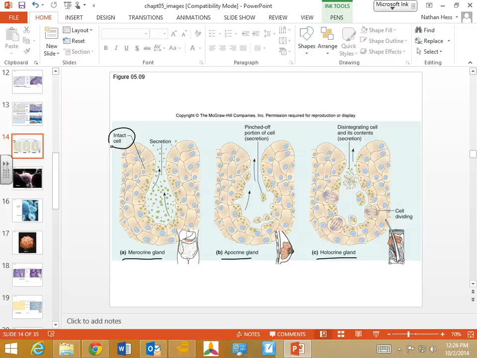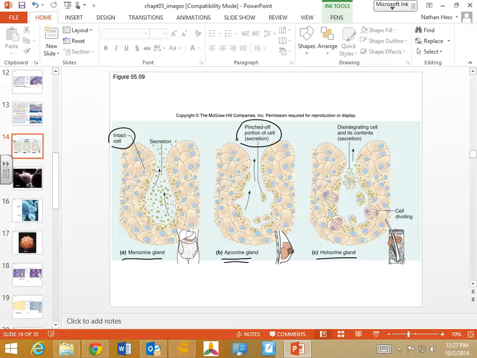Next we have apocrine, which is here. With apocrine, you can see that instead of it just secreting this stuff, just pushing it out of the cell by simple exocytosis, it's actually pinching off a part of the cell that contains that secretion. Are you with me? It's like literally, if I want to give you something, I'm going to break off my arm and give it to you.